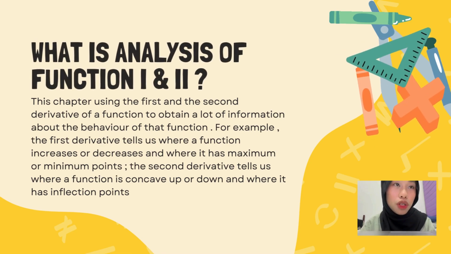So I'm going to explain to you what is analysis of function 1 and 2. This chapter uses the first and the second derivative of a function to obtain a lot of information about the behavior of that function. For example, the first derivative tells us where a function increases or decreases and where it has maximum or minimum points, while the second derivative tells us where the function is concave up or down and where it has inflection points.